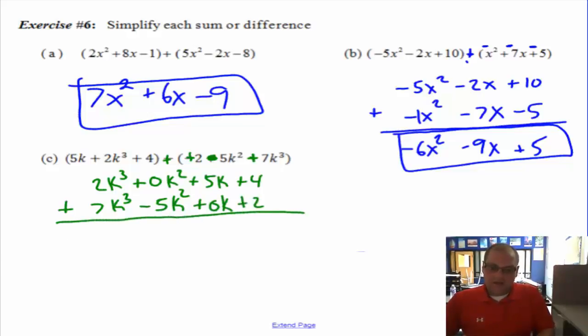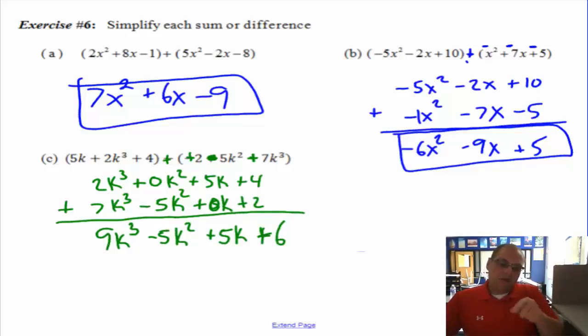So I have 9k to the third. I have a negative 5k squared. I have 5k and 0k, which is 5k. And then I have 6. Hope I didn't go too fast. We will do that one together.